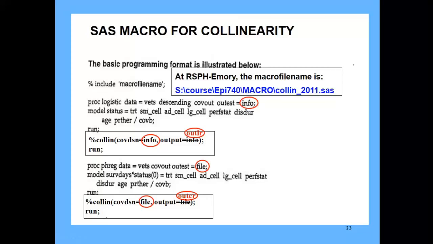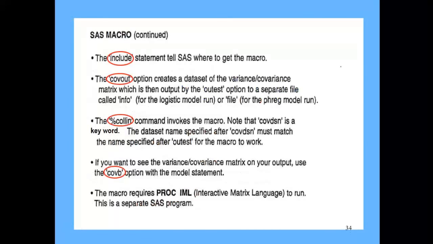You have to tell it where it's located, and then you have to write the percent colon statement in order to get the macro to work. And once you get the macro to work, you're going to get output. Okay, so let's look at some output. This is what I've said on the next slide. The include statement tells SAS where to get the macro.